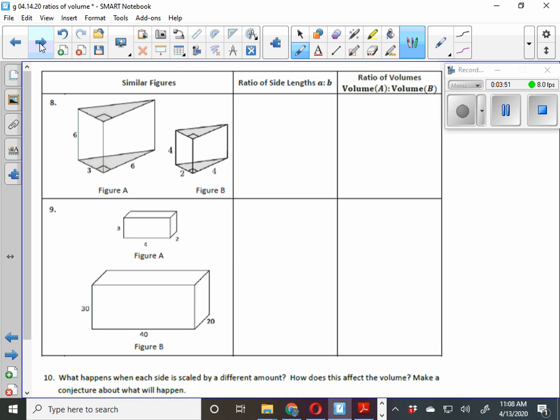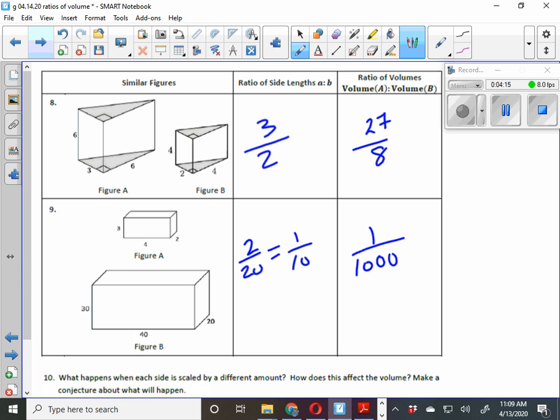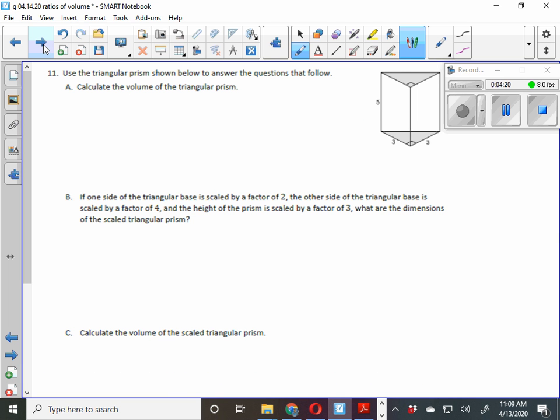All right, so we're going to go 3 to 2, which cubed is going to be 27 to 8. And lastly, 2 to 20 reduces to 1/10. Ratios of the volume is going to be 1 over 1,000. That's the whole concept that we're trying to get at, you guys. Now, we go a little further.